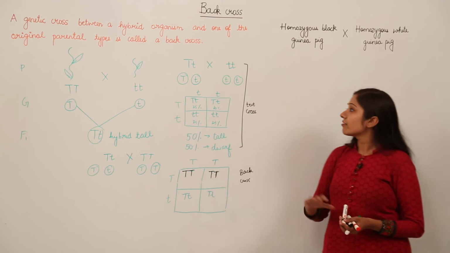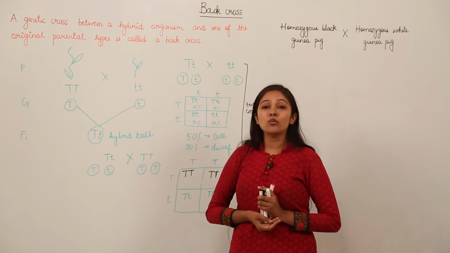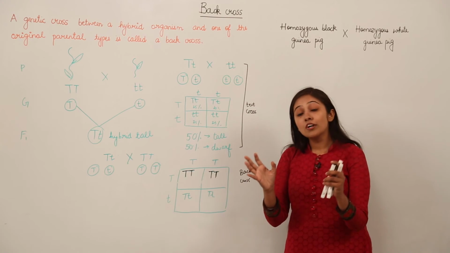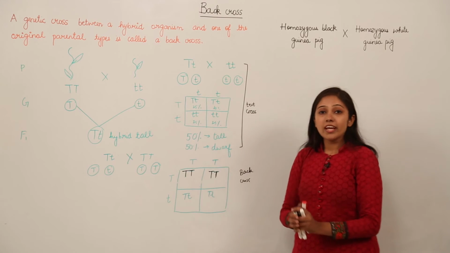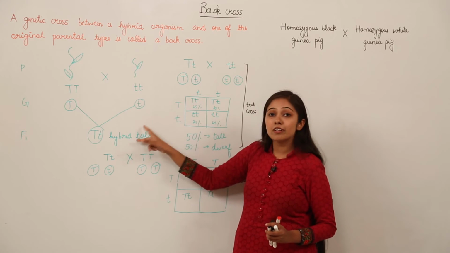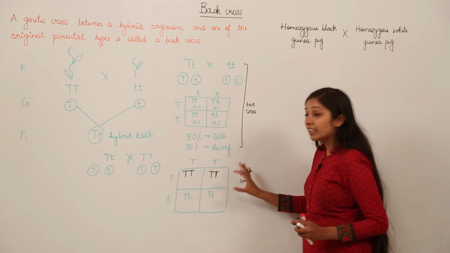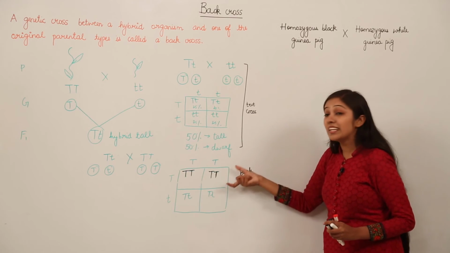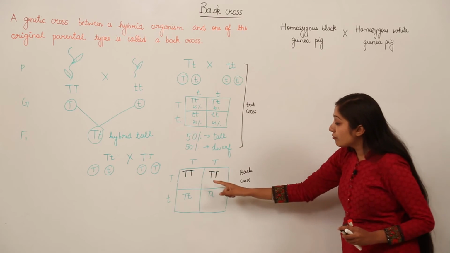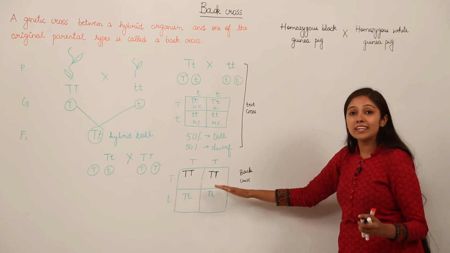So where can this advantage of getting pure breeding varieties be used? As you all know, when we talk about plant breeding or animal breeding, if we want pure breeding varieties, what we can do is take the F1 progeny and cross it with the dominant parent, and the result we'll get is a pure breeding variety. So with the help of a back cross, something extraordinary we are getting is a pure breeding variety.